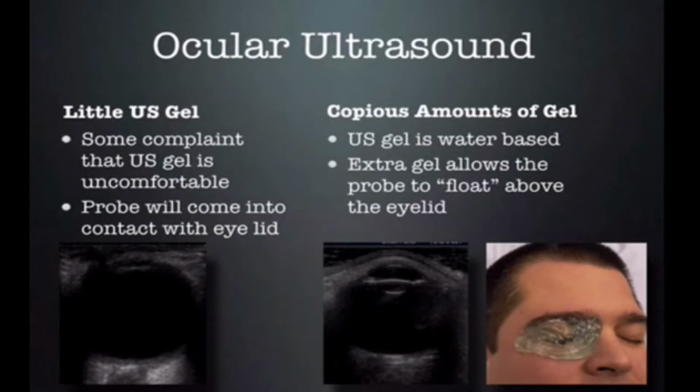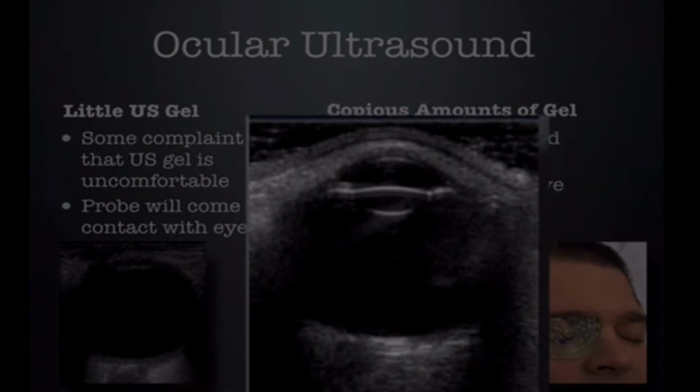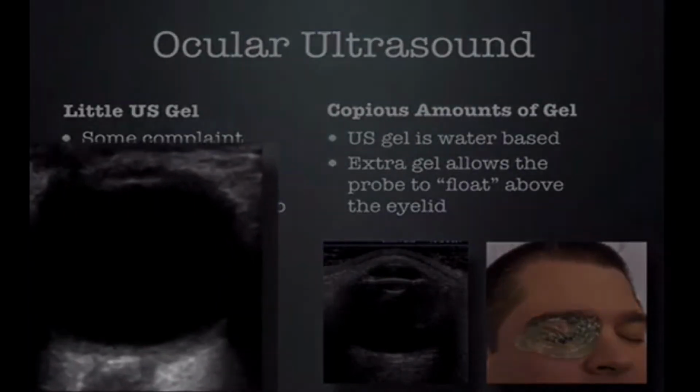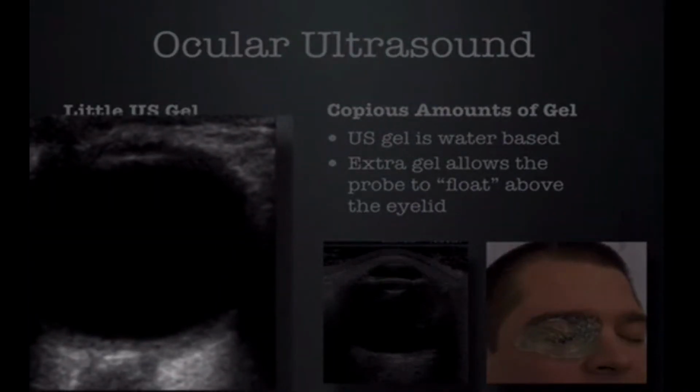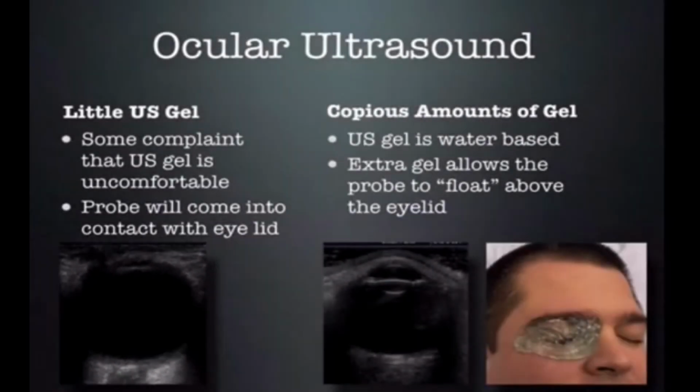So if you can see on the picture on the right, you can see the eyelid very well, and you can see the tarsal plate, which is the hypoechoic stripe running in the eyelid. On the picture on the left that's using very little gel, you cannot see the eyelid or that tarsal plate. If you didn't care about those structures, then you don't really need to use a lot of gel. If you're only interested in the retina and the posterior portions of the globe, a little gel works very well. If you're interested in the anterior globe or the anterior chamber, then you need to use a lot of gel so that you can float the probe above the eyelid.